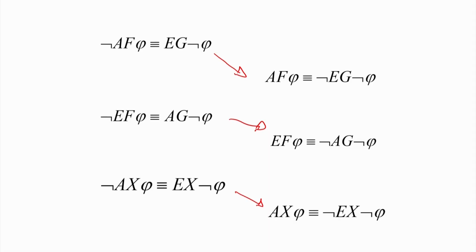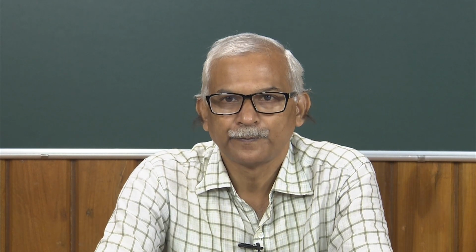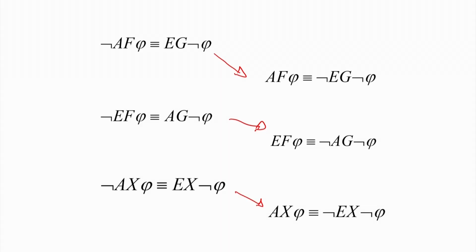Now, the way we have seen how these two will be equivalent, you can draw some structure or model and just see how these two will be equivalent. In a simple way we can do it. So, these are some equivalent formulas that we have in our temporal logic, in particular CTL, computational tree logic.